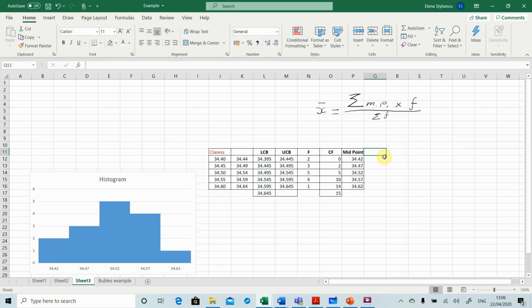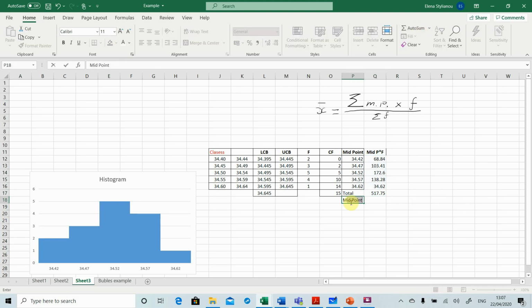So let's continue this calculation. Let's set up this calculation. So we need to take the midpoint multiplied by frequency, and we have to do it for each class. So midpoint here multiplied by frequency, and because we have to repeat this calculation, I can just drag the formula. Okay, now this sign means total. So let's calculate the sum of those values. I will use SUM, and those values will be added.